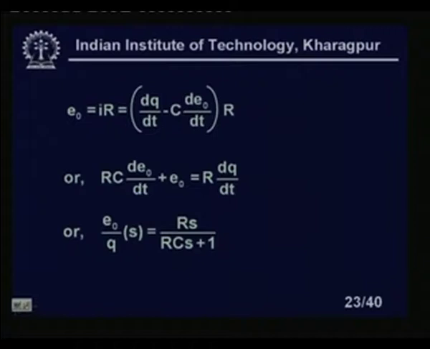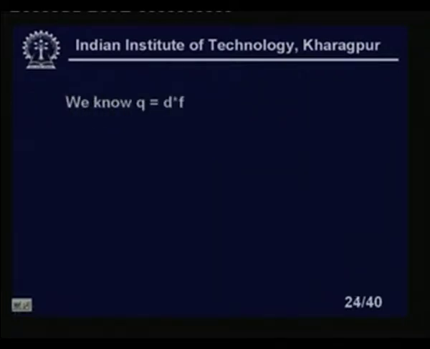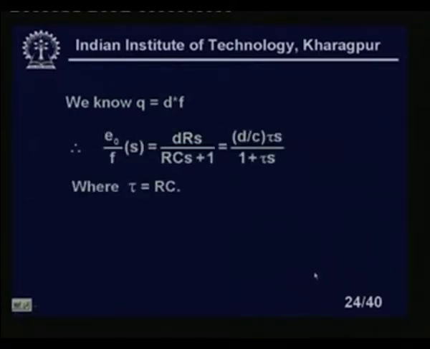So, the sensitivity E naught by Q in the S domain is R S divided by (R C S plus 1), right. Here Q is equal to D into F. Actually we are applying the force, and the force is generating the charge, right. So, for the actual sensitivity we have to find not E naught by Q, but E naught by F, the output voltage divided by the force which you have applied, equal to D R S divided by (R C S plus 1). This we can write as D by C into tau S divided by (1 plus tau S), right, where tau is equal to R into C, clear.